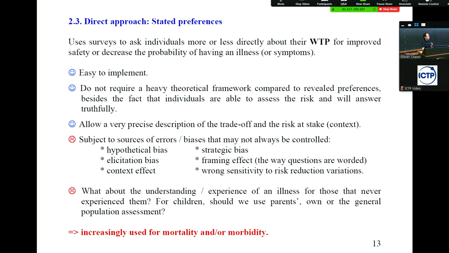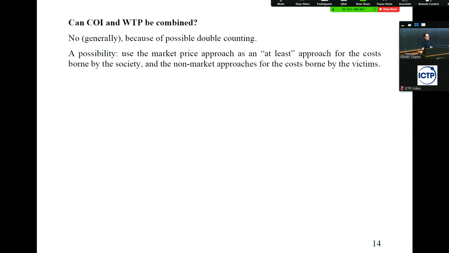So there may be some strategic bias involved in these surveys, but more or less, this type of approach is more and more used, as we are going to see for mortality. Even if they have some drawbacks, for instance, for very young children, you cannot survey them. So you have to survey the general population, their parents, the children, so there are some issues anyway, but these methods are very used. I will skip that.